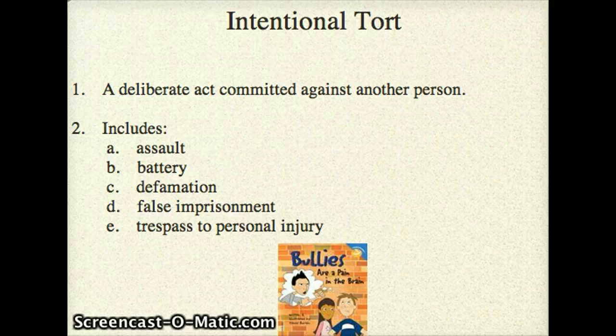An intentional tort is a deliberate act committed against one person. Intentional torts would include assault, battery, defamation, false imprisonment, and trespass to personal injury. The difference between assault and battery is that with assault, there is an attempt to physically injure a person or create a feeling of fear and apprehension of injury, something that happens frequently with bullying. Battery is an intentional tort that results from physical contact, such as perhaps a fight.